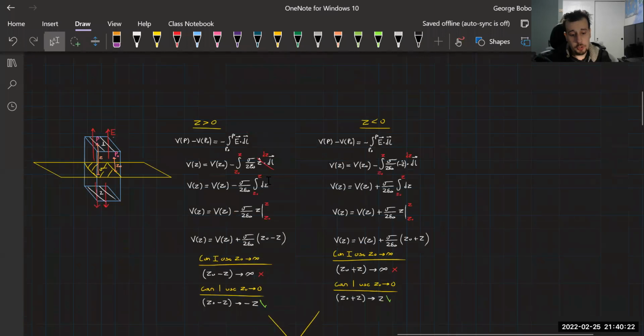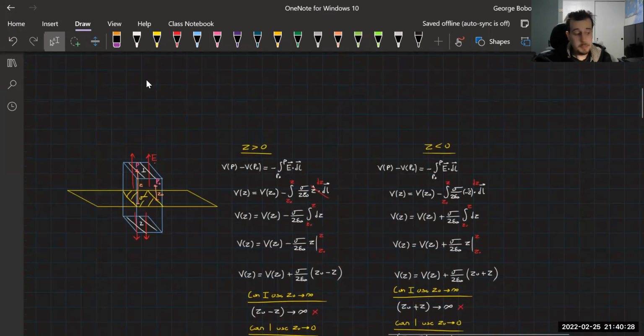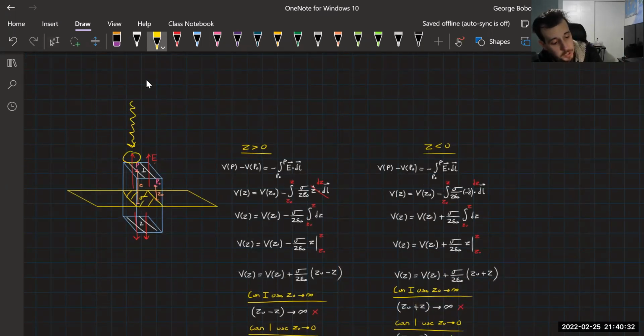Now you understand that even though the electric field is constant, that doesn't mean the potential doesn't change, because as I'm coming in, I am going against this. I am gaining potential. Remember, the electric field points to where the potential decreases.